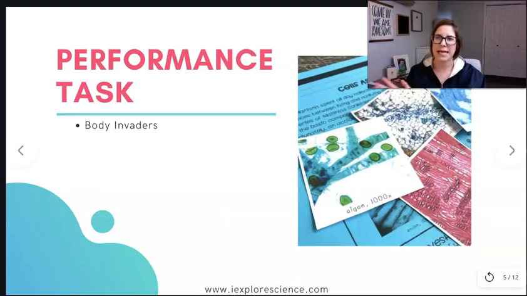So in a performance task, my Body Invaders assessment is an example of a performance task. Basically, it's heavy on writing and modeling here. So students are first asked to examine organisms like viruses, bacteria, and protozoa. They look at these different pictures. They can compare sizes by looking at how magnified the microscope had to be. And obviously that's not super quantitative, but they get an idea. And then they had to collect evidence to support why viruses are not considered living things. So this ties to everything they've learned through this unit.